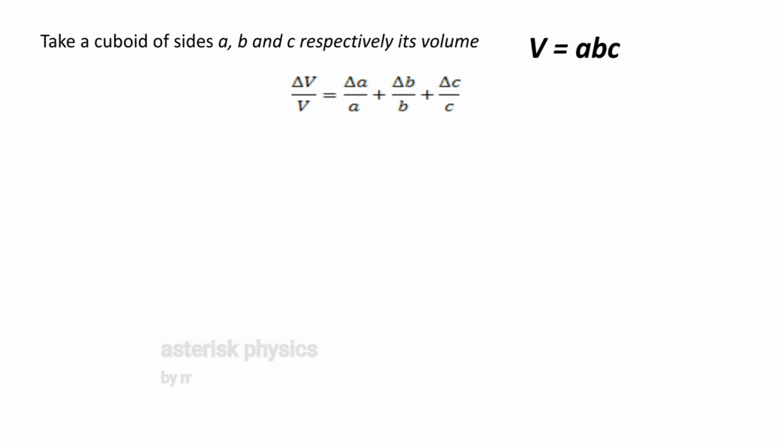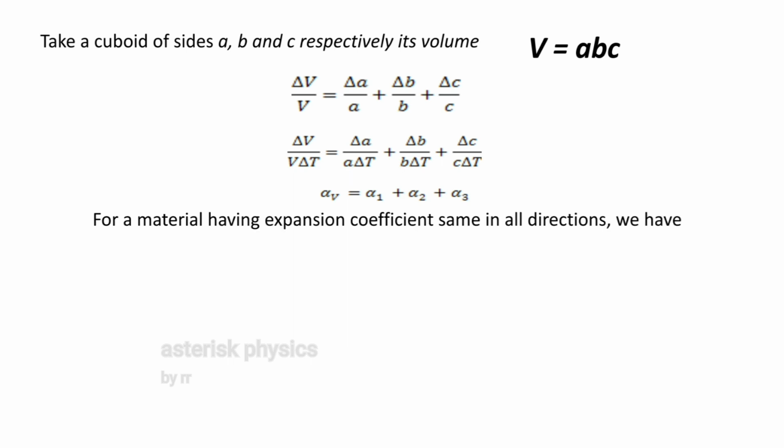Dividing this equation throughout by delta T, we have delta V by V into delta T equal to delta a by a into delta T plus delta b by b into delta T plus delta c by c into delta T. By definition, delta V by V into delta T is the coefficient of volume expansion, and the other three terms on the right hand side represent the coefficients of linear expansion corresponding to length, breadth and height. So we have alpha V equal to alpha 1 plus alpha 2 plus alpha 3.